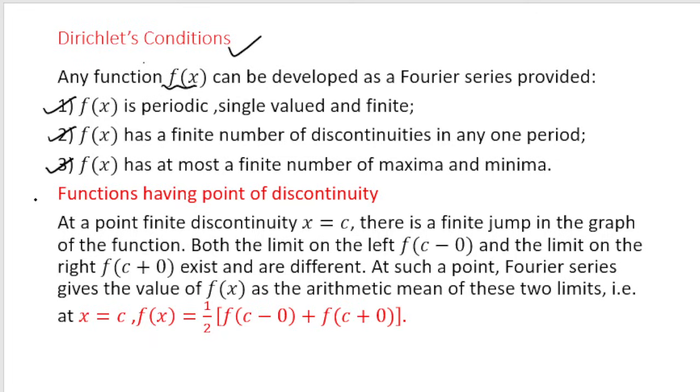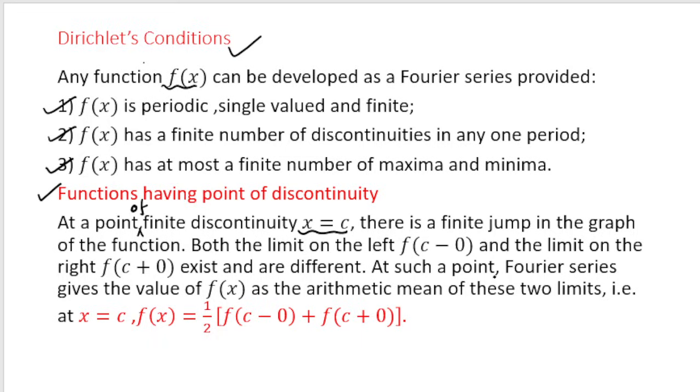Next thing is how to write the Fourier series for functions having a point of discontinuity. I will explain this through multiple examples, but before that just go through what is written here. At a point of finite discontinuity, x is equal to c, there is a finite jump in the graph of the function, and both the limit on the left, that is f of c minus 0, and the limit on the right, that is f of c plus 0, exist and are different.